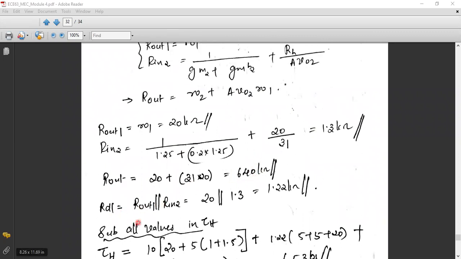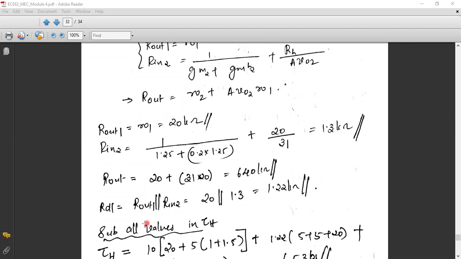Then last one, RD1. RD1 is R out 1 parallel R into. You know that RD1 is a drain resistance at the drain terminal of Q1, which will be nothing but the parallel combination of the output resistance of the first stage as well as the input resistance of the second stage. So both will come parallel as per the equivalent circuit considered. So 20 parallel 1.3, R into is 1.3 and R out 1 is 20. So 20 parallel 1.3 is 20 into 1.3 by 20 plus 1.3, that is 1.22.